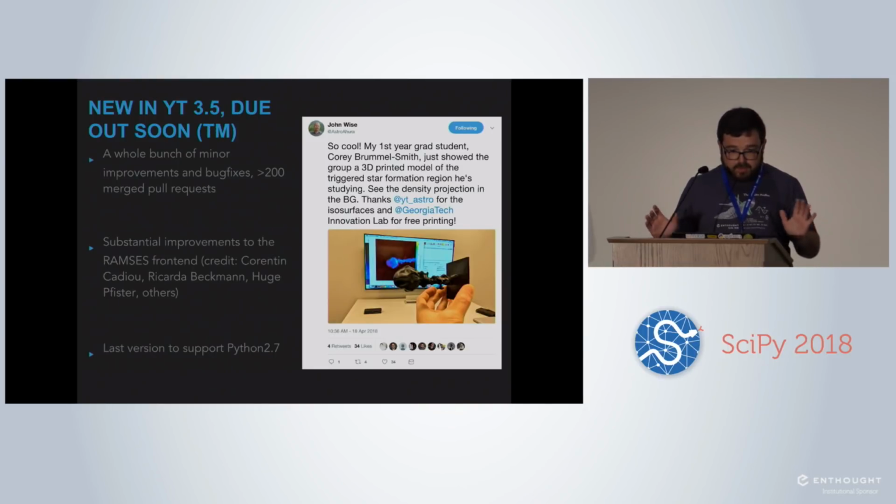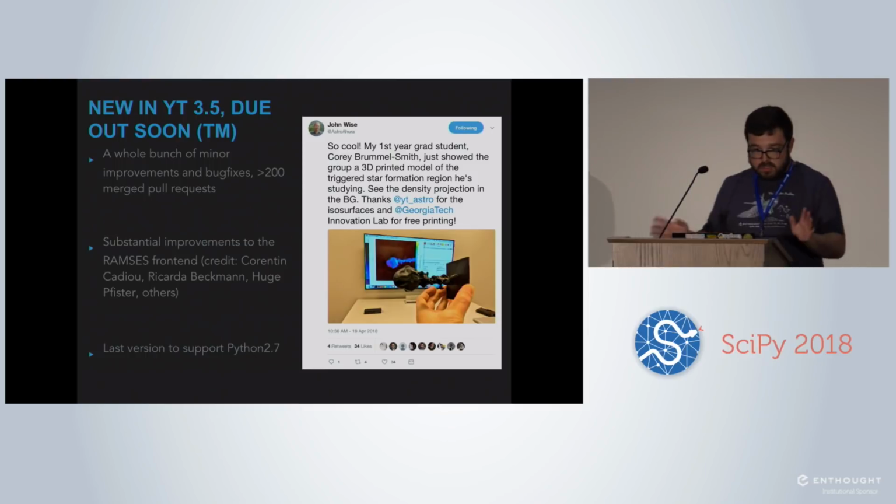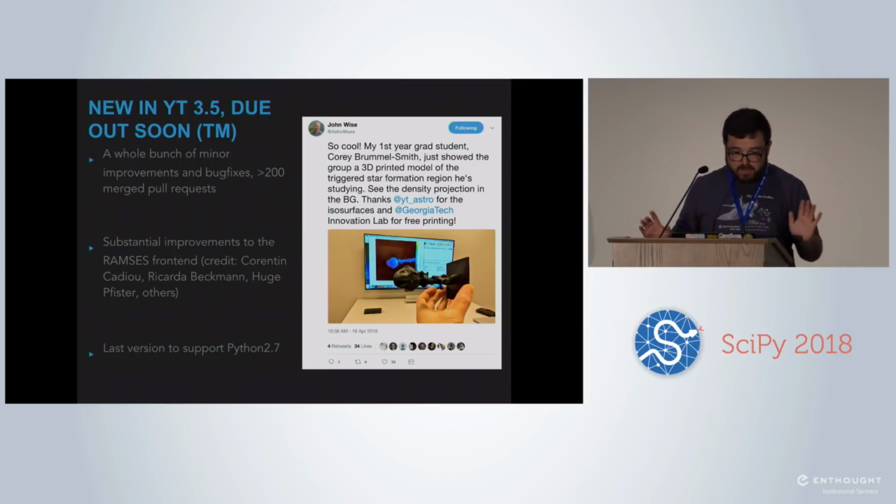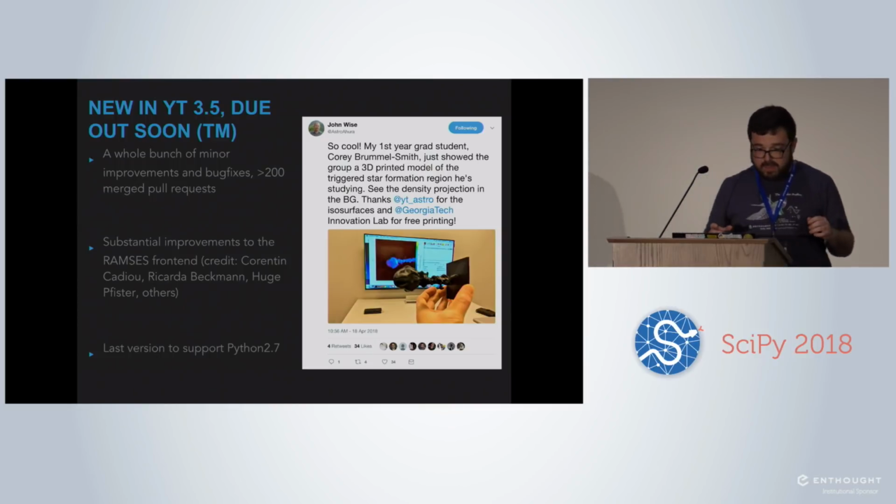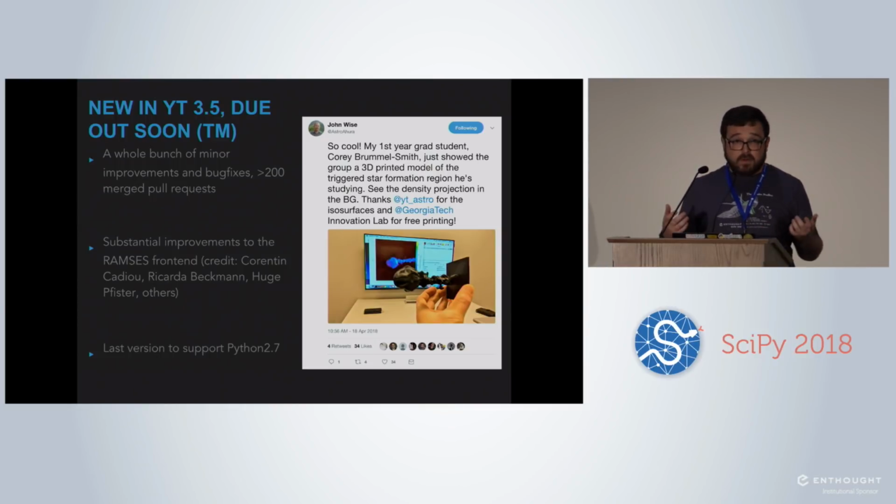New in YT 3.5, which is due out soon, there's a whole bunch of minor improvements and bug fixes, greater than 200 merged pull requests. The big new feature, I think, is substantial improvements to the Ramses frontend. Ramses is a code that's very popular in Europe and has lots of users there. All of these people that I've listed here, I've never met. They just found YT useful, and then improved it for their own needs, and now everybody gets these improvements. Also, YT 3.5 will be the last version to support Python 2.7.